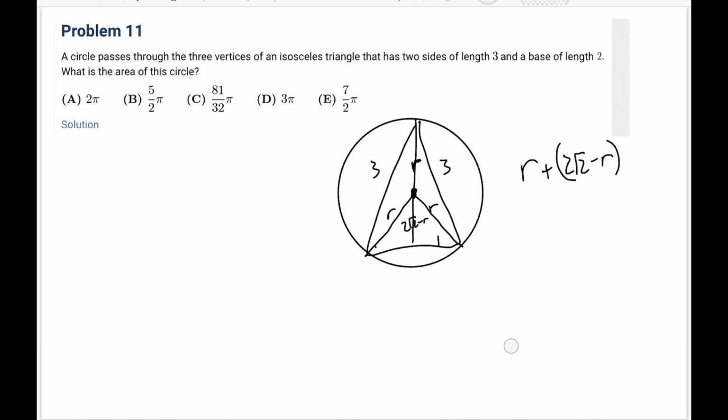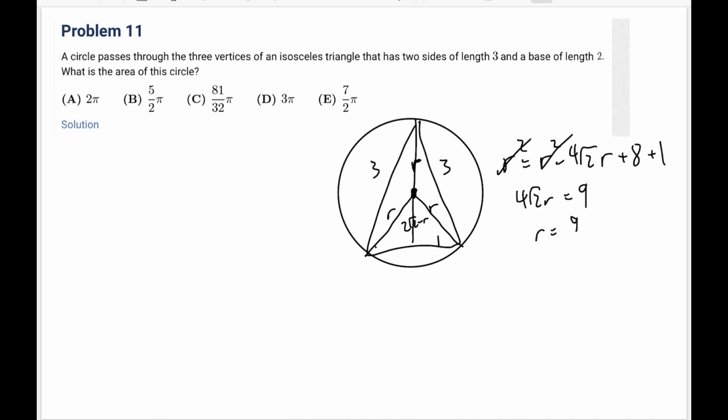So we have to use the Pythagorean theorem here. In this triangle, this is a right triangle, so we use the Pythagorean theorem. So R squared equals R squared minus 4 root 2 R plus 8 plus 1. So R squared, they erase. 4 root 2 R equals 9, and R equals 9 over 4 root 2.